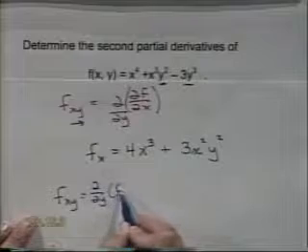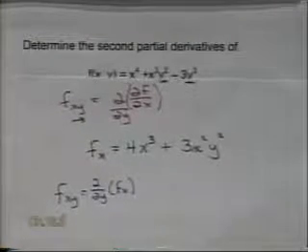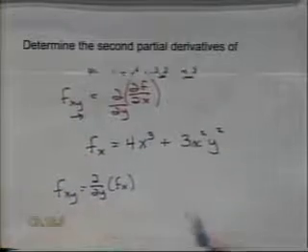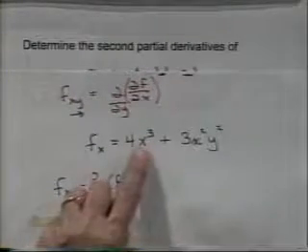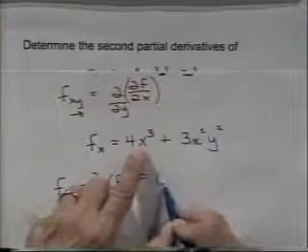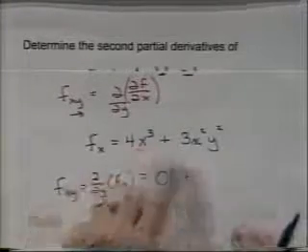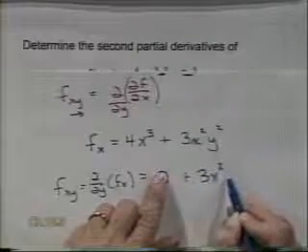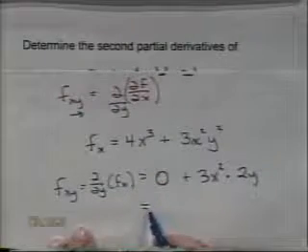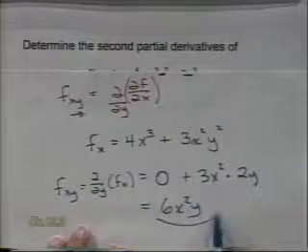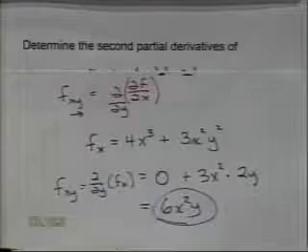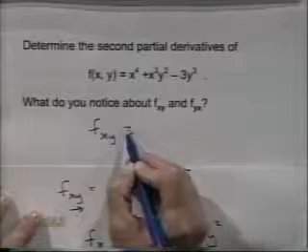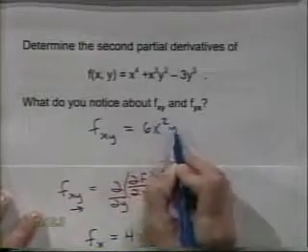So to get f_xy, we take the partial with respect to x, and then we differentiate it with respect to y. Since we're differentiating with respect to y, x cubed is a constant, so this is a 0. And what's the derivative of this with respect to y? It's going to be the constant 3x squared times the derivative of y squared, which is 2y, and we get 6x squared y. Okay. So we got the partial with respect to x and then with respect to y is equal to 6x squared y.